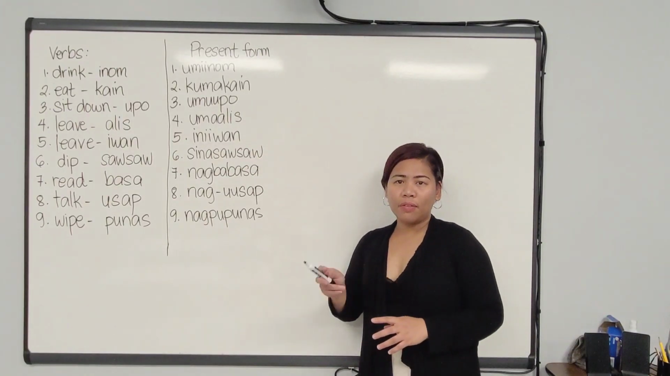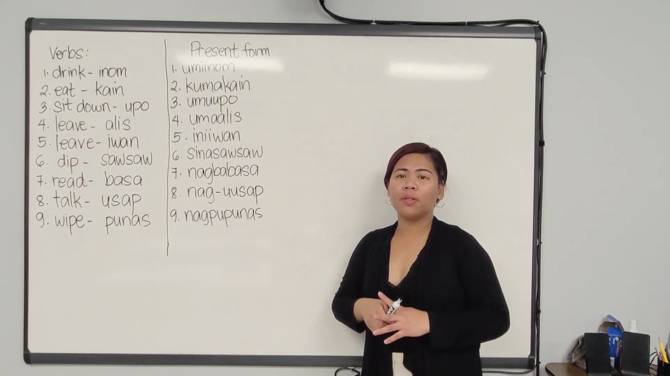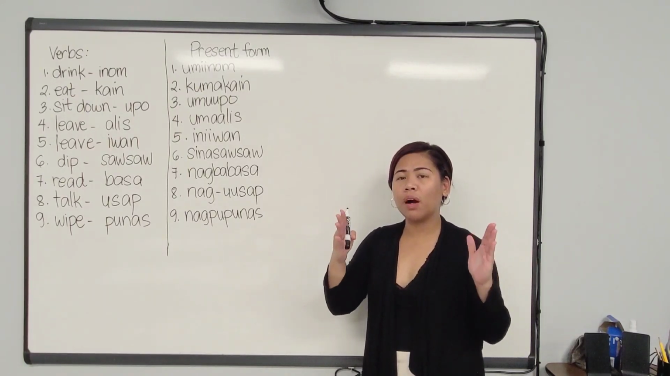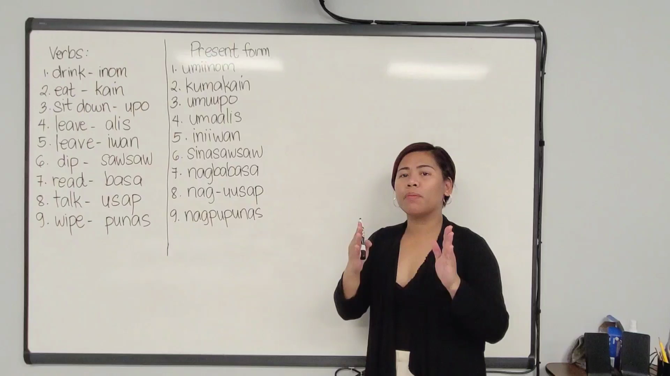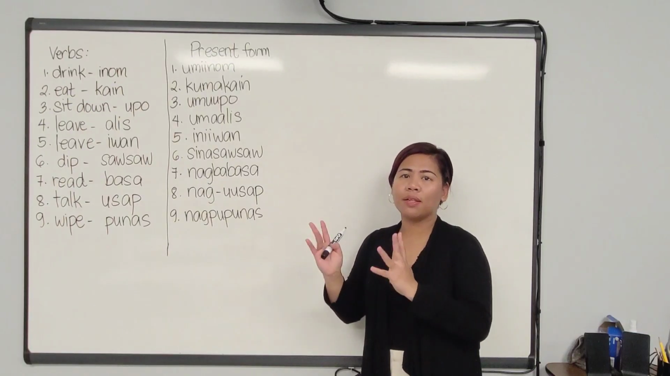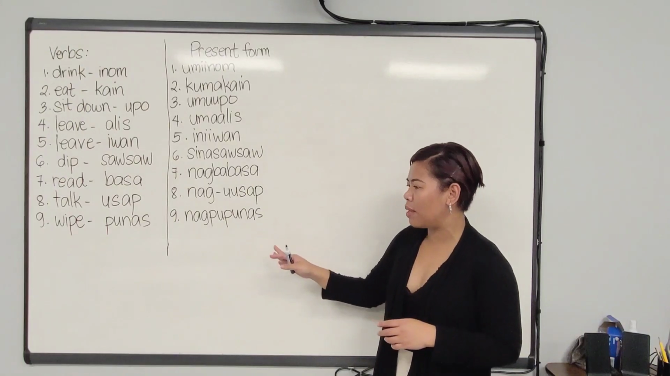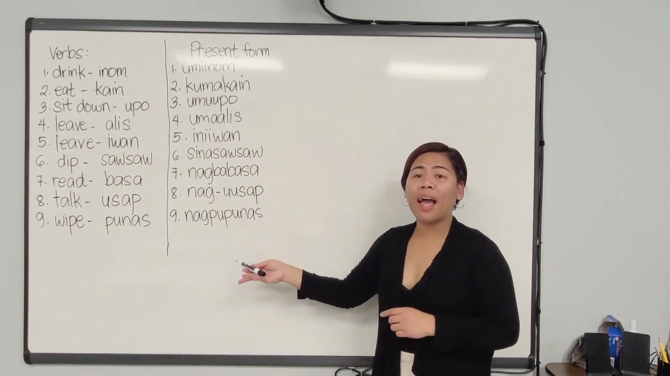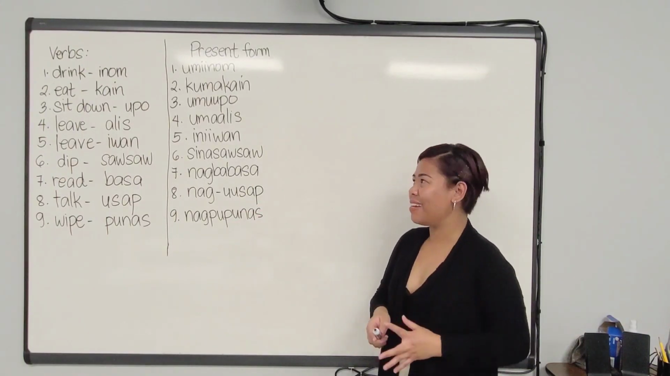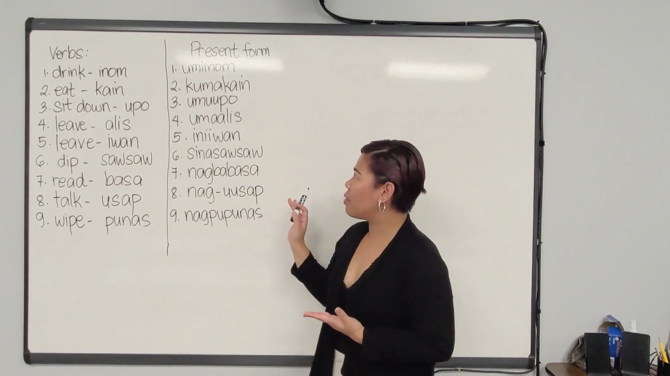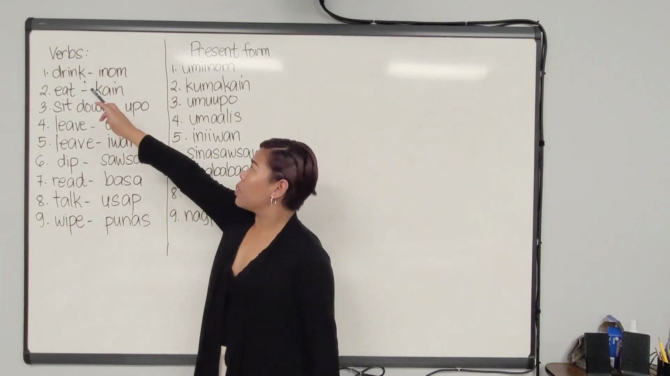Don't worry, at the end of the video, as I said earlier, I am going to give you a slide showing the conjugation of the verbs from simple past, simple present, and simple future, including the imperative form, and I am going to put in the rules or the pattern and how to conjugate them as well. Okay, so for now, let's focus on this one. We'll start with the drink.